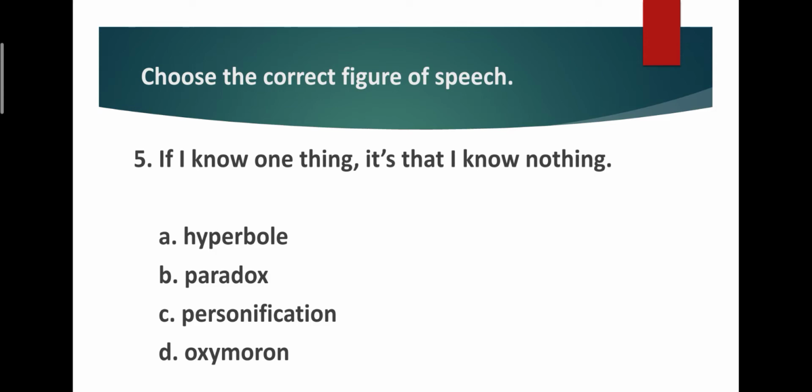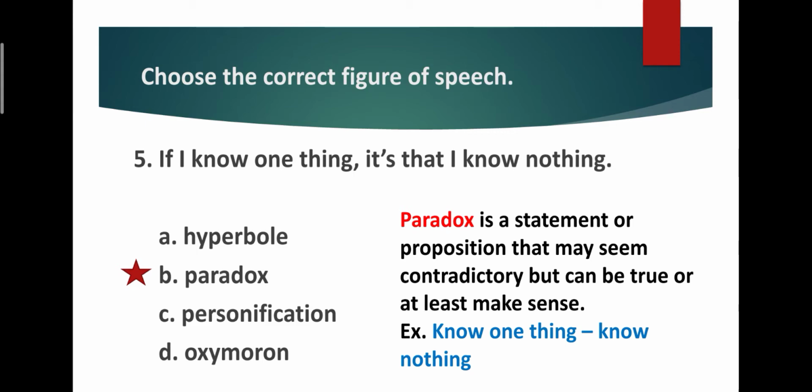Now, gi-explain na nako ang oxymoron diha. Let's try it. If I know one thing, is that I know nothing. This is an example of paradox. A paradox is a statement or proposition that may seem contradictory but can be true, or at least make sense.